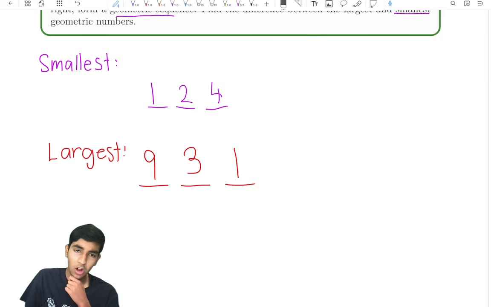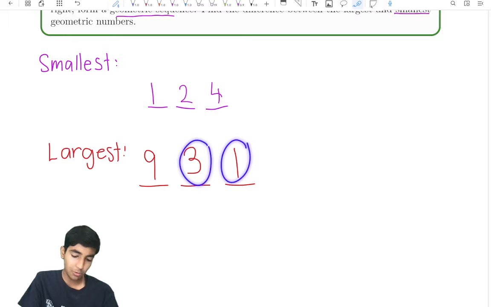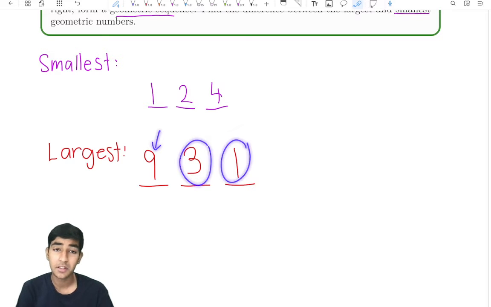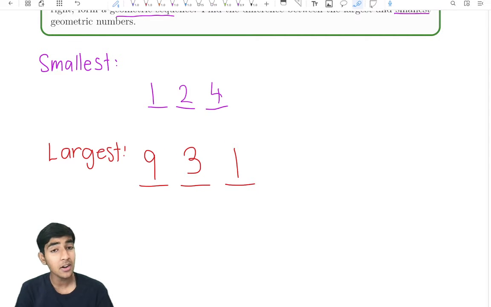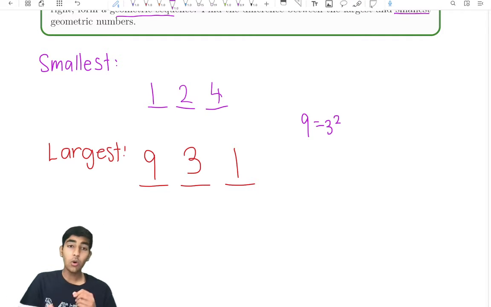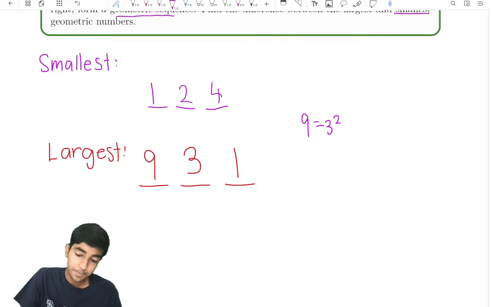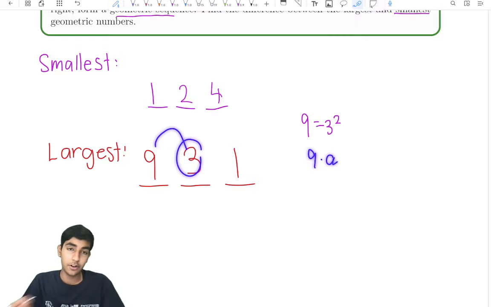Is this really the largest? Remember, we're trying to maximize these two digits. This one is already as high as it can get. Is there anything a bit bigger? Okay, so remember, 9 is 3 squared. So the fraction we're multiplying it by has to be, basically, it must keep the term 9 times the fraction an integer.